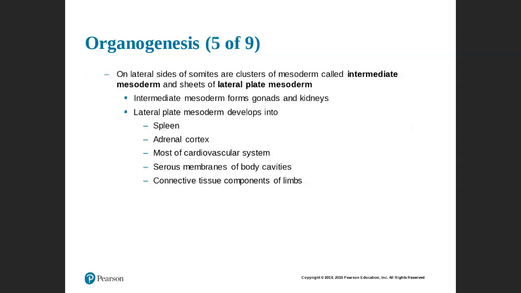On the lateral side of the somites, there are clusters of mesoderm called the intermediate mesoderm, and then the lateral plate mesoderm. The intermediate mesoderm forms the gonads and the kidneys: ovaries, testes, and the kidneys. Then the lateral plate mesoderm develops into the spleen, the adrenal cortex, most of the cardiovascular system, including the heart, the serous membranes of the body cavities, and the connective tissue components of the limbs. So those all come from the lateral plate.